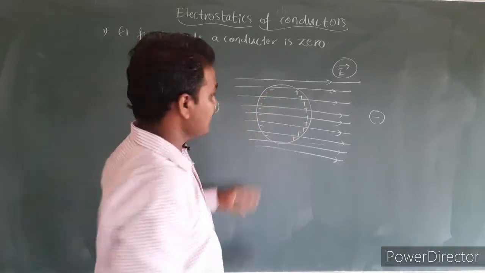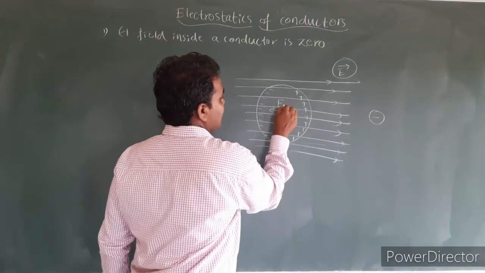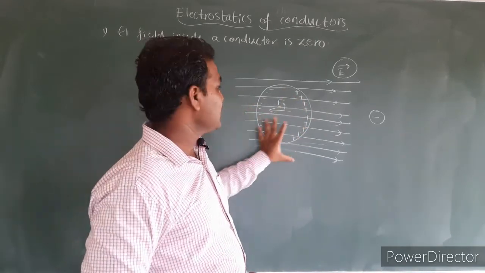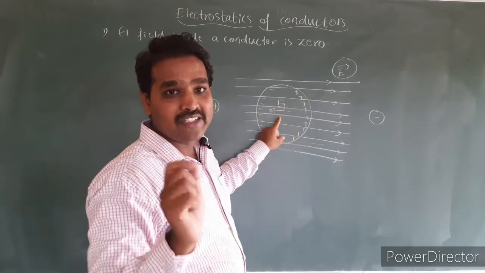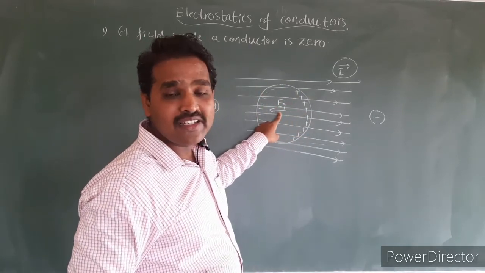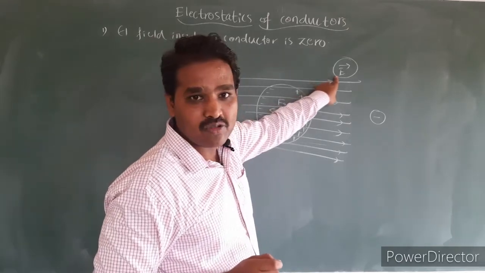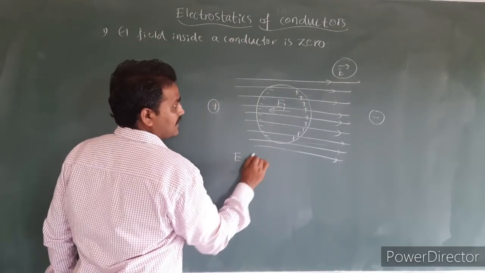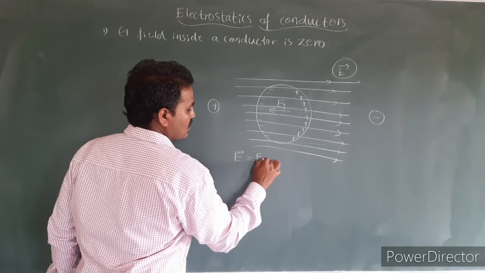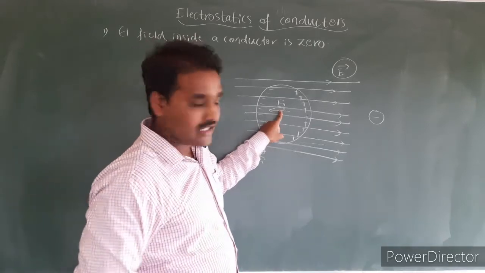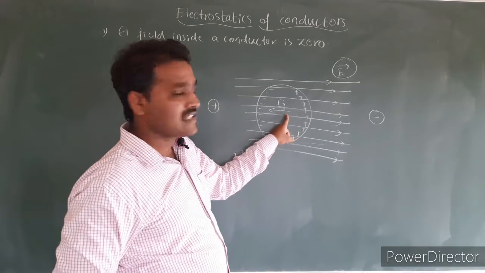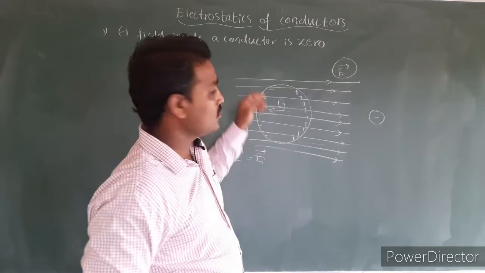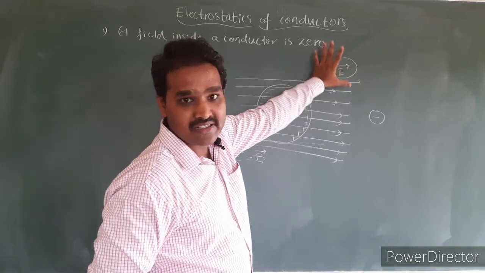there will be an electric field inside the conductor, which I can call the induced electric field. This movement of charges will continue until the magnitude of the induced electric field equals the magnitude of the external electric field. At the point of equilibrium, the external electric field is equal to the induced electric field, and the direction of the induced electric field is opposite to that of the external electric field. So this cancels the effect of the external electric field.